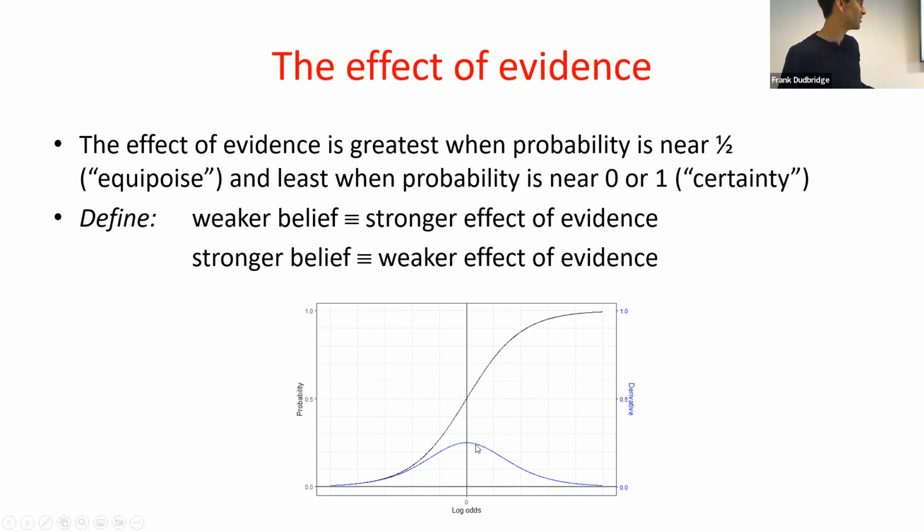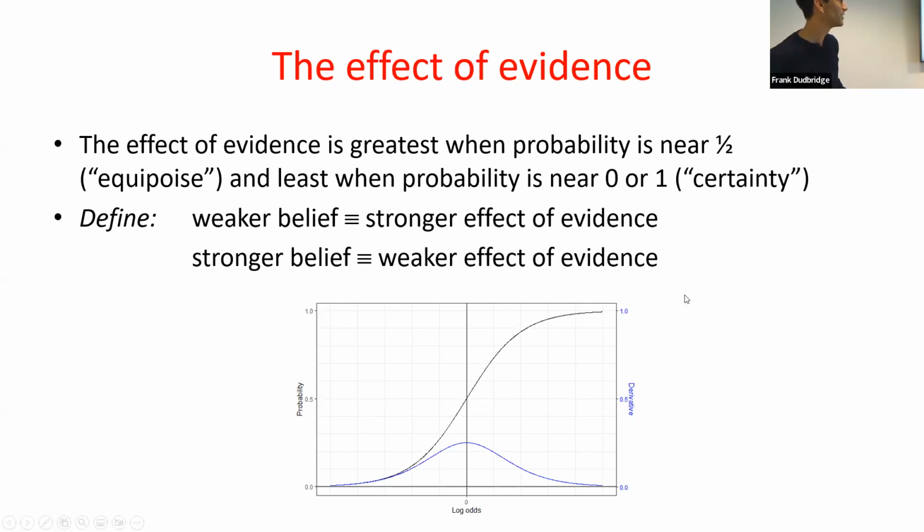So we can see that the effect is strongest here, right? So the slope is strongest here, steepest slope. This is where the log odds are 0 or the probability is 1/2. So that means you have equal belief in the two hypotheses. Equipoise, we call that. So that's where the effect of evidence is greatest, when you have a neutral belief between the two hypotheses. And the effect of evidence is minimal here, where the probability is maximal, at 1. And also down here, we have minimal effect of evidence.